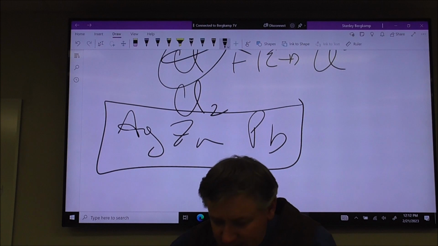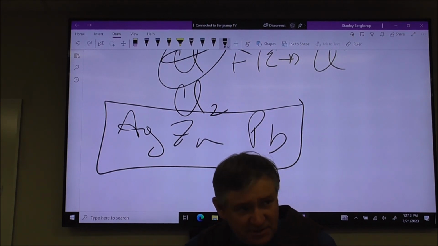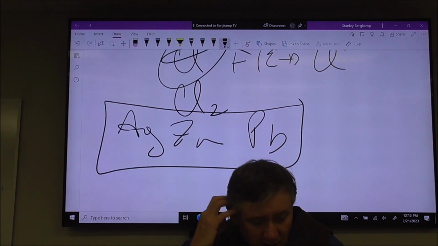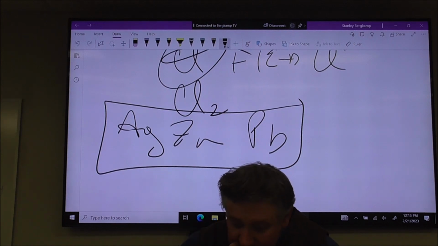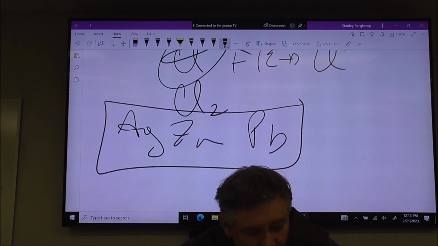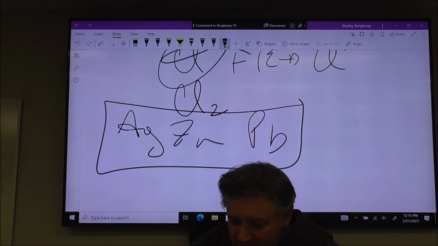On 51A, I'll just give you this hint. It should be a positively charged cation. On 51B, that's going to be an element. On 51C, you should have two answers.